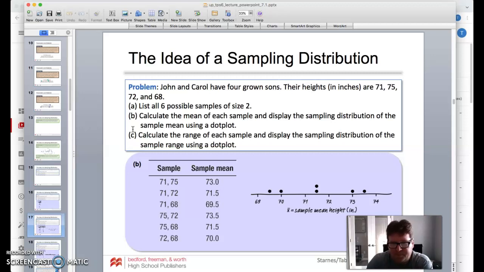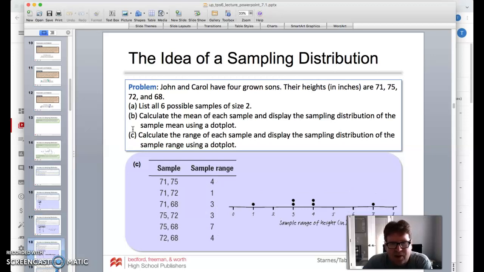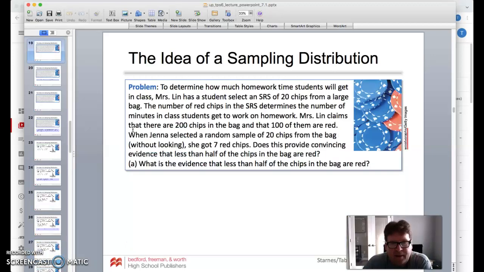Now, again, if we did the sample range, just take the high minus the low, and we see we have some variability in there, and there's the sample range, the distribution of those that we could have as well.